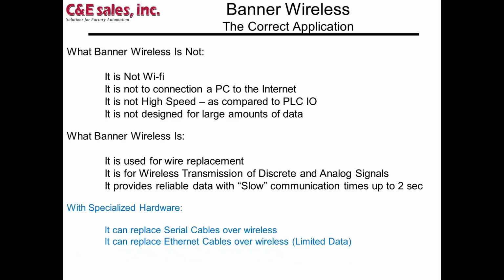And then also there's some specialized hardware specific to serial network over wireless, and then there's some Ethernet too. But again, the Ethernet is not Wi-Fi. It's basically a cable replacement. So if you want Ethernet from, say, a drive to a PLC, conceivably you could use this Ethernet wireless to fill that void instead of having a cable.